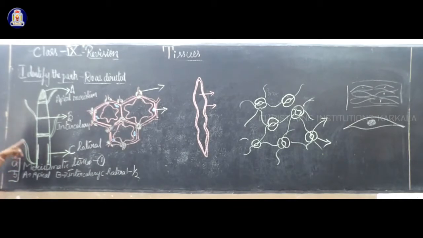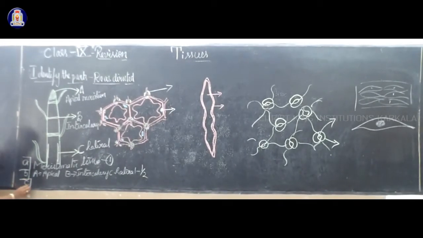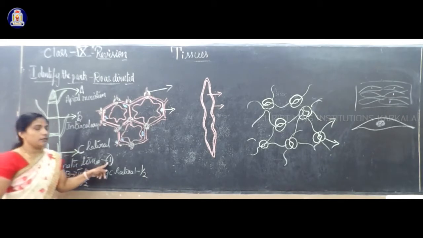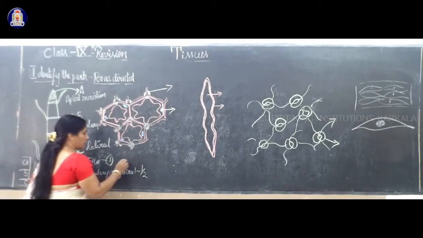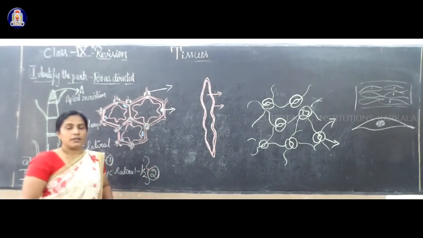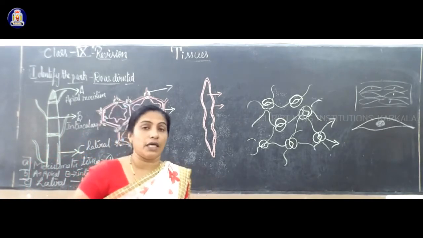Next one: dash gives the girth to the plant. That is called lateral meristem. For this also half marks. 1, half, half. Total it is a 2 marks question. So you cannot expect only 2 marks or 1 mark questions. You can expect 3 also.